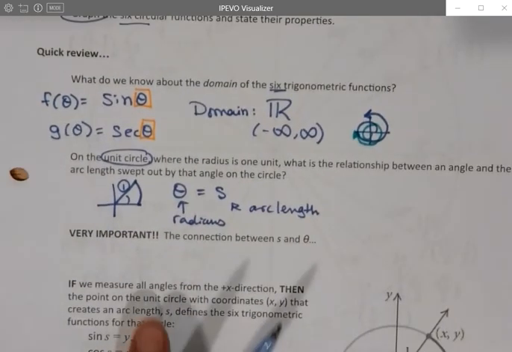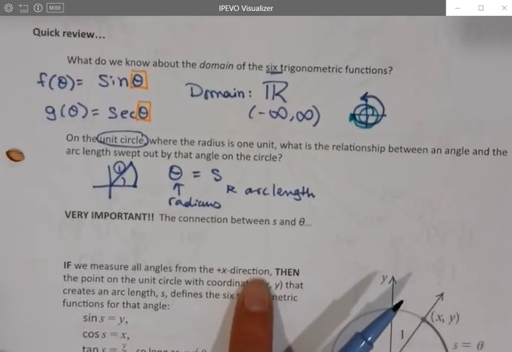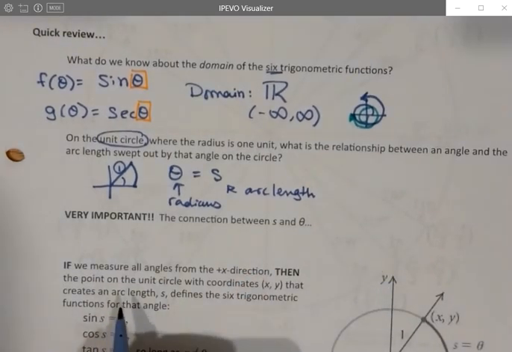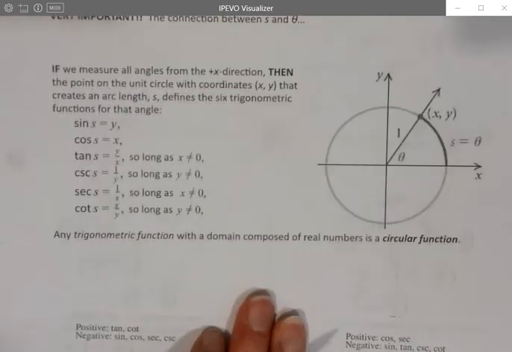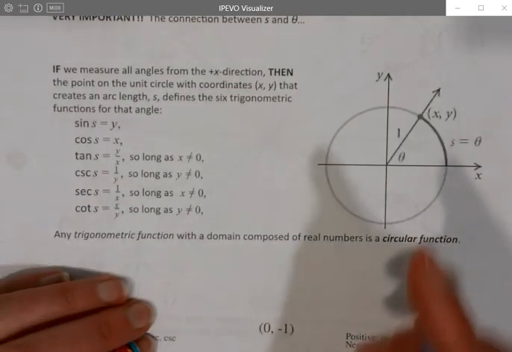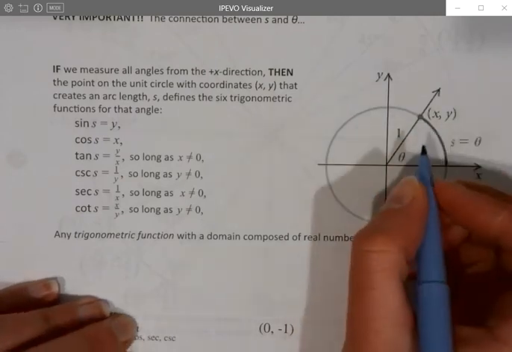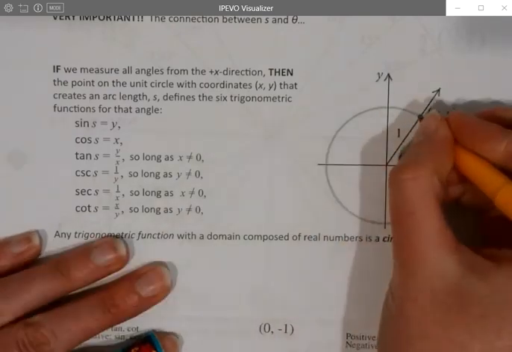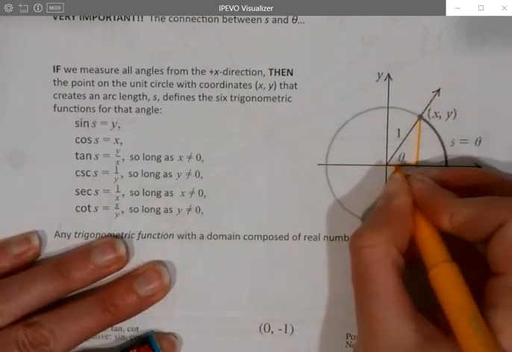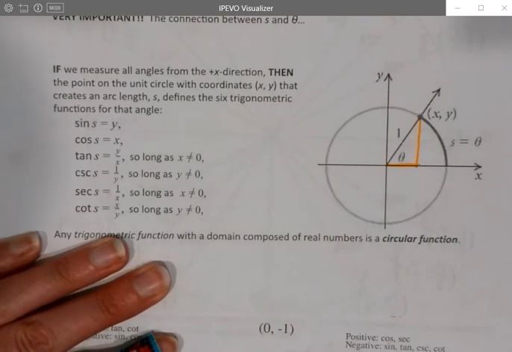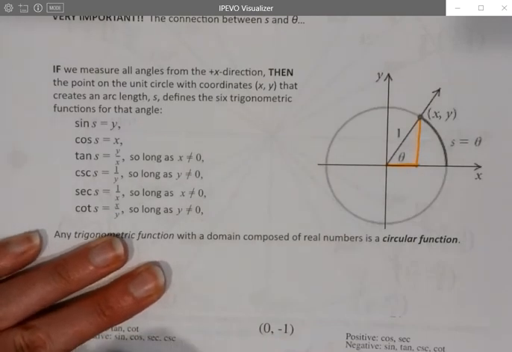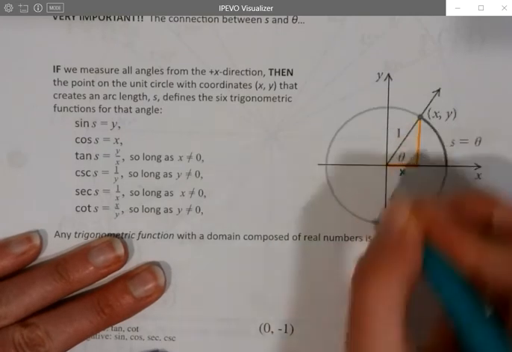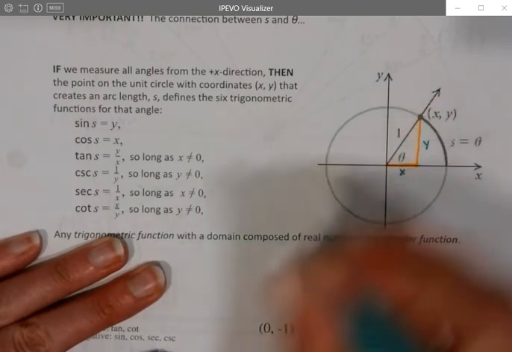And if we measure all angles from the positive x direction, then the point on the unit circle with coordinates x, y that creates an arc length s defines the 6 trigonometric functions for this angle. So here's our angle, here's our arc length, and so we are imagining the triangle. If I drop down a straight line right here, I'm imagining this triangle connected to that ordered pair, and since x is the horizontal distance, it's the adjacent, and y is the vertical distance up, it's the opposite.